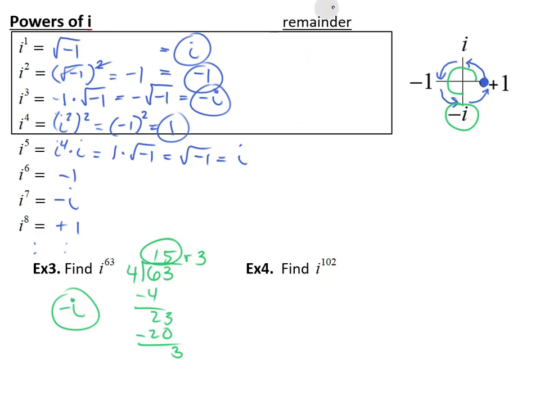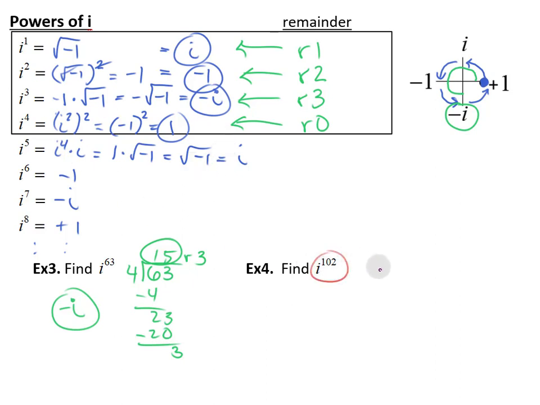In fact, I now know, as we have this little column here, that if I have a remainder of 3, my value will give me -i. Similarly, if I had a remainder of 2, we'd end up here. If I had a remainder of 1, we'd end up here. And if you have a remainder of 0, then we are at 1. Okay, so let's try this next one.